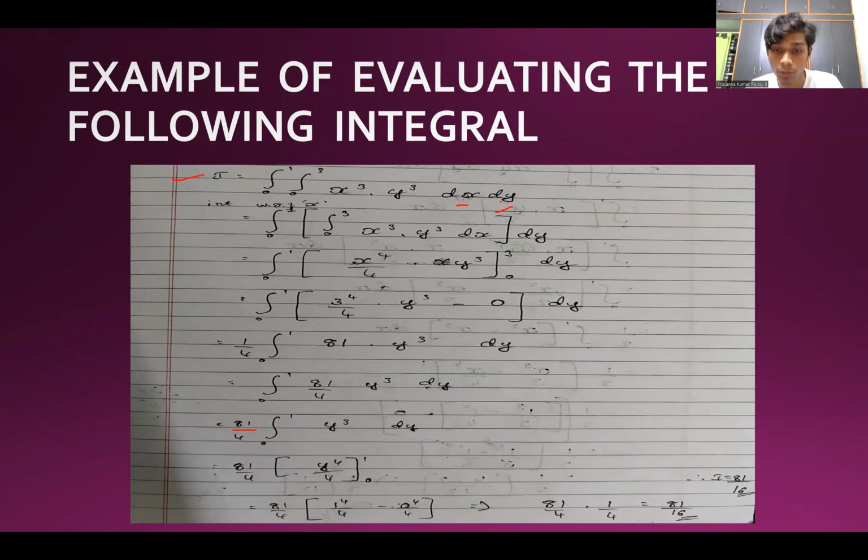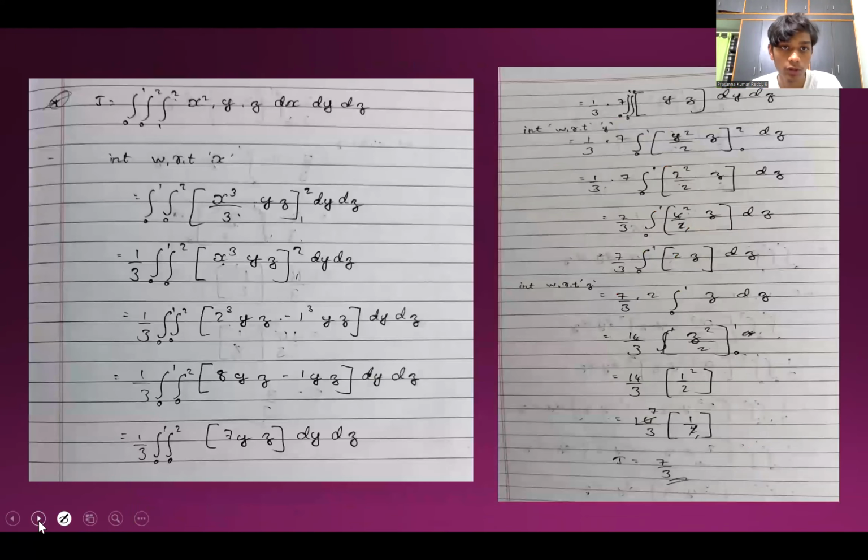And 0 to the power 4 by 4 remains as 0. So the answer will be 81 divided by 4, that is common, into 1 to the power 4 by 4, which will be 1 by 4, that is 81 by 16, and the total integration will be 81 by 16. And now we are going to see the example for triple integral.